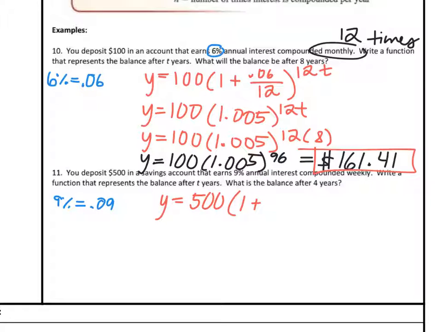1 plus the rate, 0.09. If it happens weekly, how many times a year? 52 weeks in a year. Raised to n number of times a year, so 52t. I would go ahead and divide: what's 0.09 divided by 52? We're going to probably have to round it a little bit.